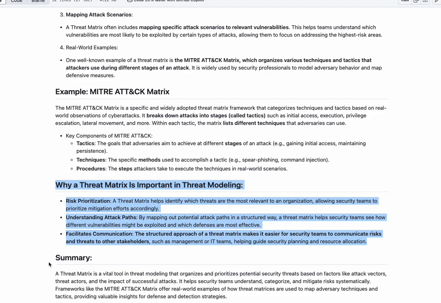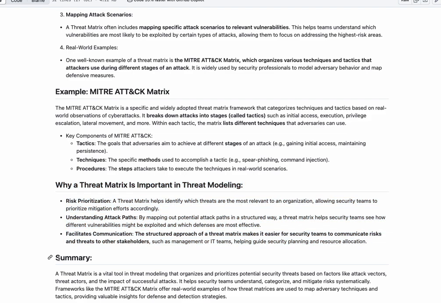Facilitates communication. The structured approach of a threat matrix makes it easier for security teams to communicate risks and threats to other stakeholders, such as management or IT teams, helping guide security planning and resource allocation.